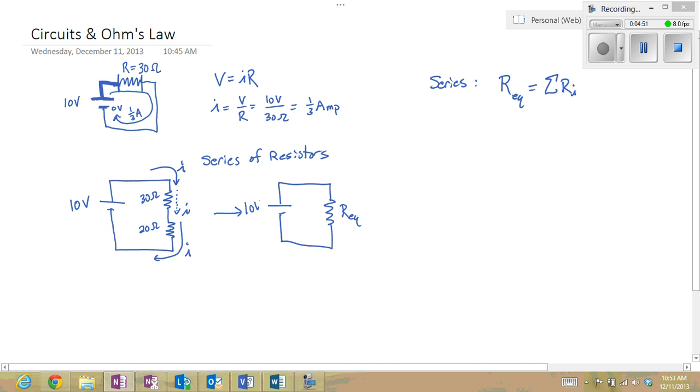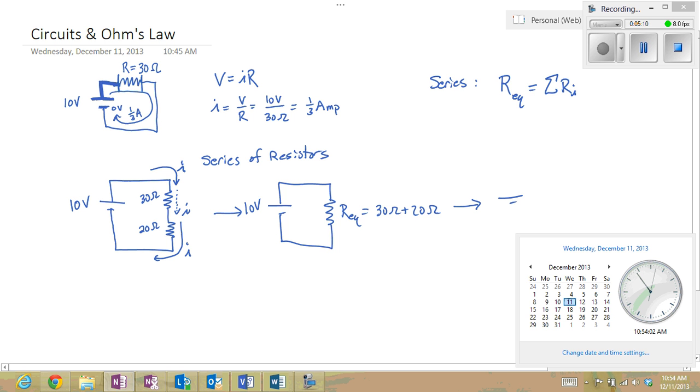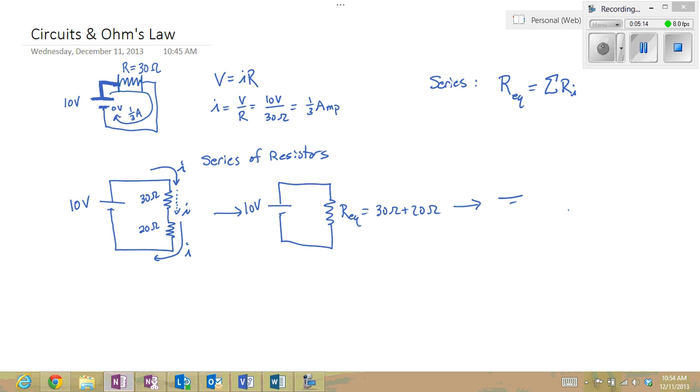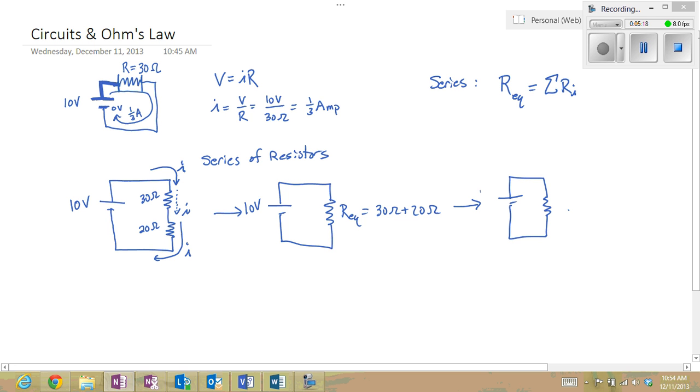So this is still 10 volts, but this is no longer the individual 20 and 30. This is now the equivalent resistance, which in our case is going to be 30 ohms plus 20 ohms, the sum of those. So this is the exact same thing as having a simple circuit, 10 volts, 50 ohms.